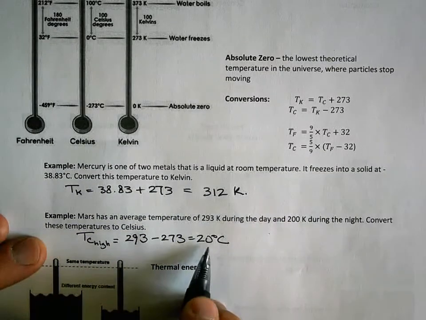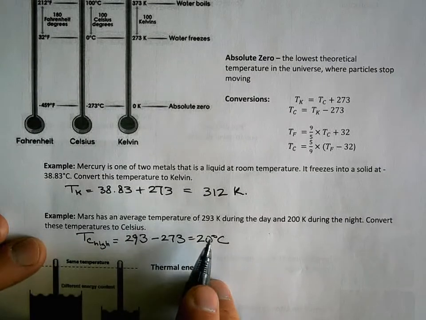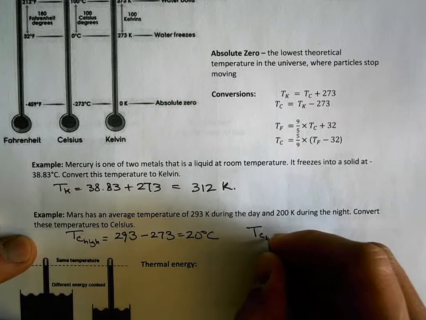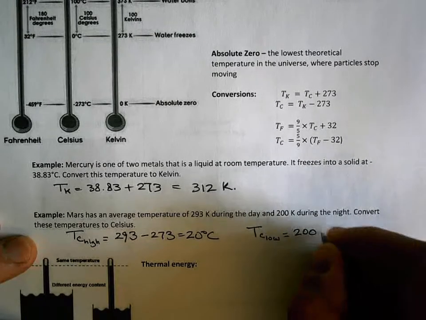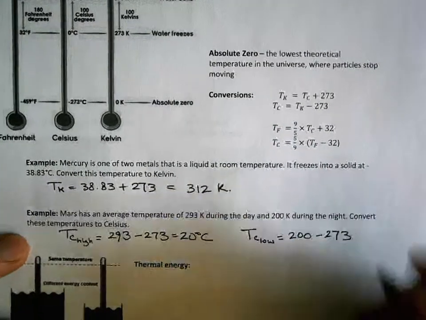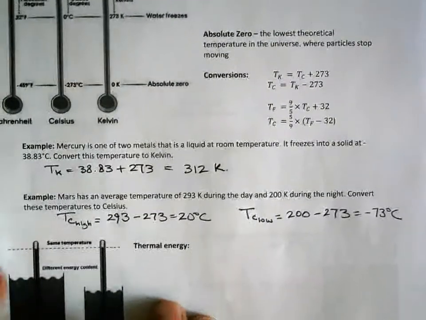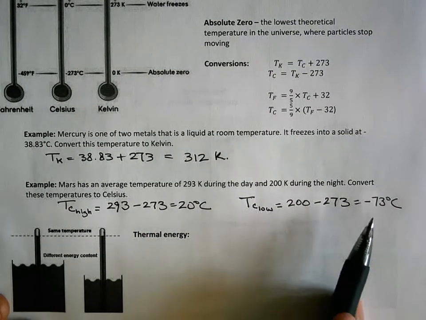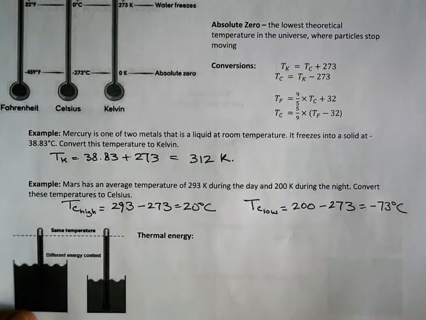Wow, that's about the same as Canada in the spring, 20 degrees C on Mars. So it's not a bad temperature during the day. The temperature in Celsius during the night, so the low temperature, is going to be 200 minus 273. And that gives me minus 73 degrees C. So there's a big problem if you wanted to travel to Mars. Beautiful during the day, but at night it's unthinkably cold. So something to consider if you're planning a vacation there.